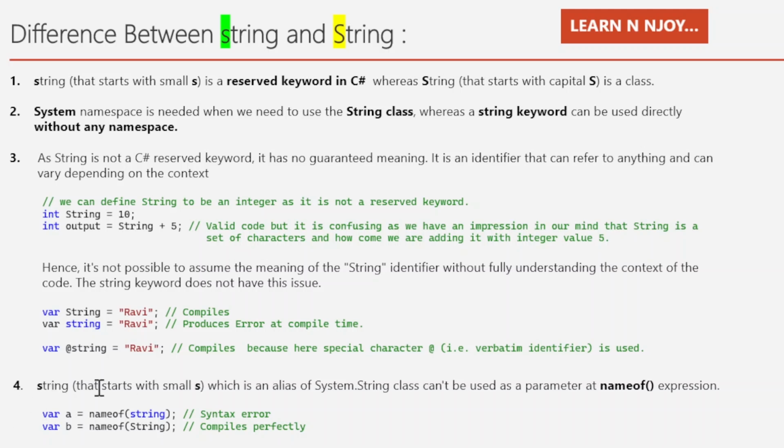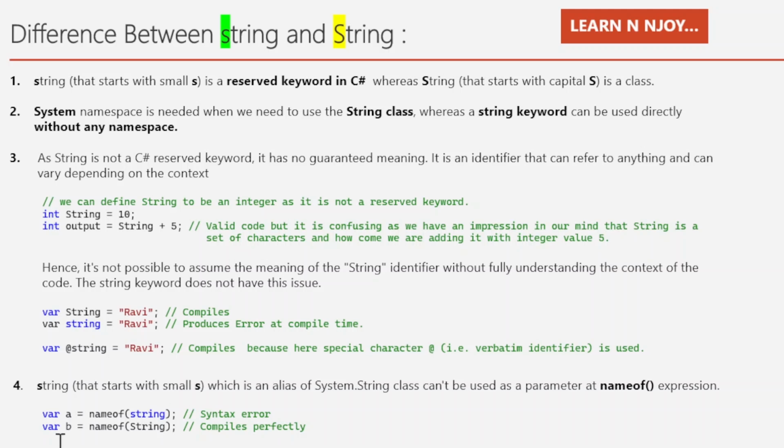Number 4, string that starts with a small s, which is an alias of the System.String class, cannot be used as a parameter of the nameof expression. If you see this example shown over here, where a is equal to nameof(string), with the small s, it is just going to give a syntax error. We cannot write like this.